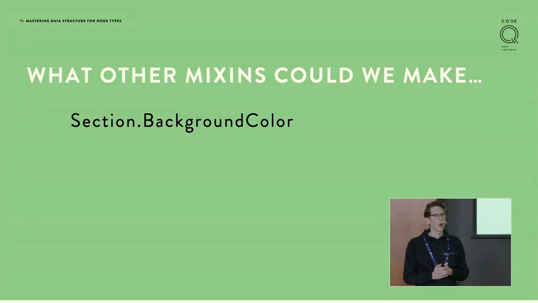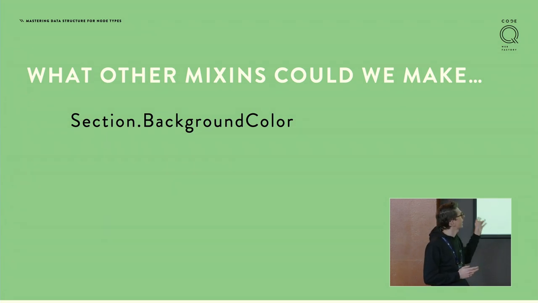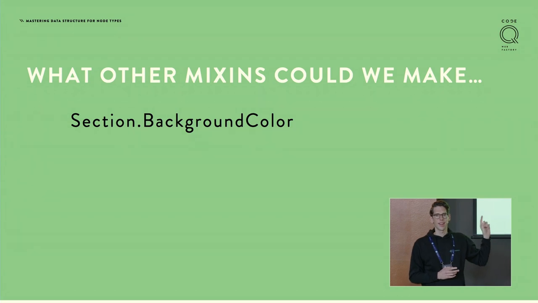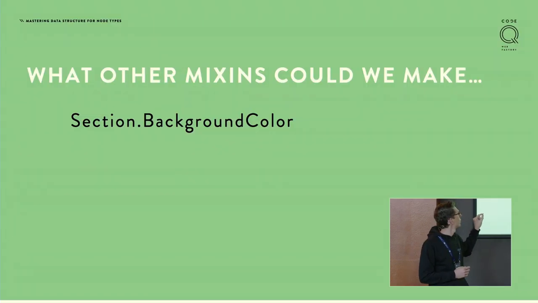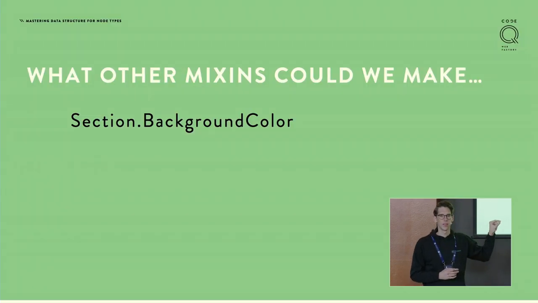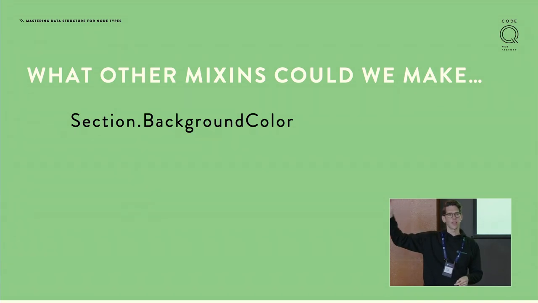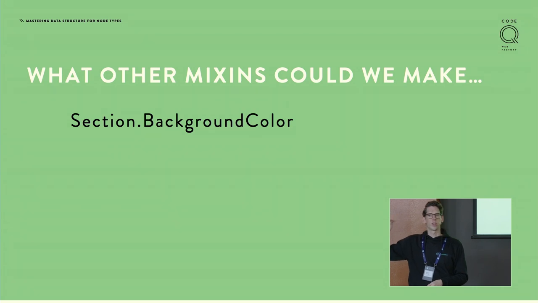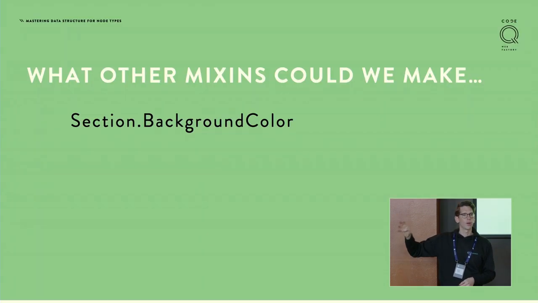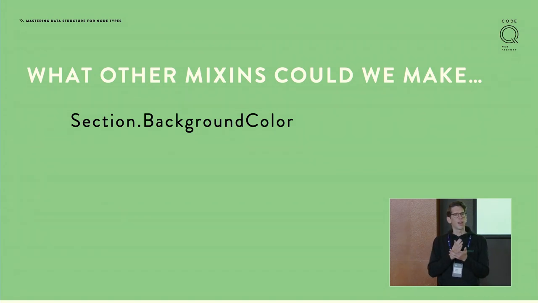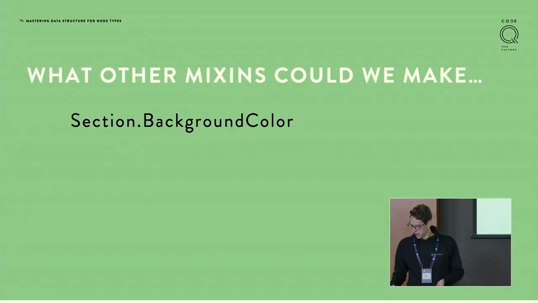Something which I often have is a mixin called section.backgroundColor. I make this specifically as a separate mixin, so I can add a mixin section.background. If I want the editor to allow it on this node type, I add it. If not, I don't add it. And my integration just sees, is there a property? If so, it uses it. Otherwise, it doesn't use it.